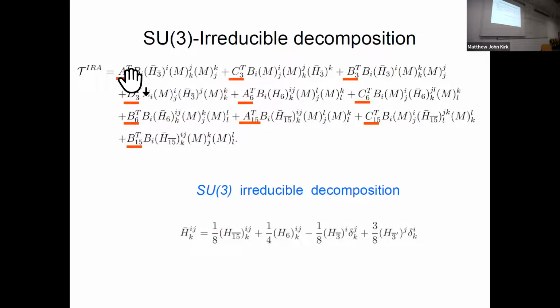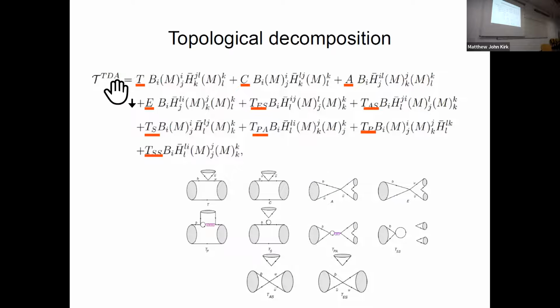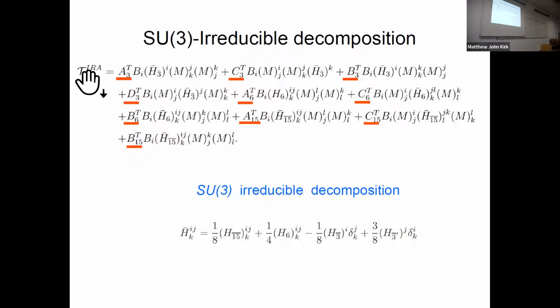The physics, as I said, you see in these terms underlined in red. They are going to be different because you have two representations. You have the TDA, the topological, and now you have the IRA, that's the irreducible. But the information is the same. The information is the same.